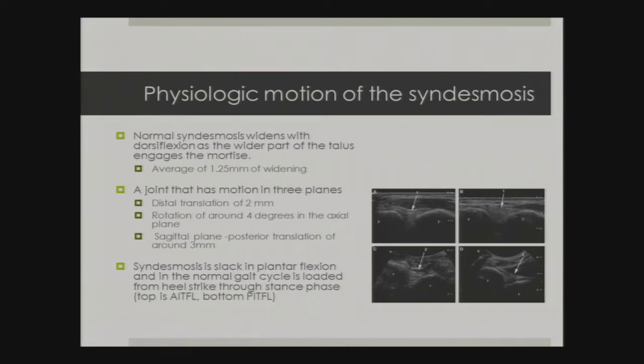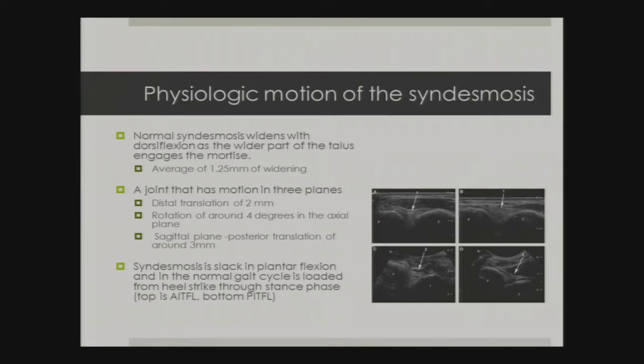So just a real quick comment on the physiologic motion of the syndesmosis. Like I said, this is a true joint that has motion in 3 degrees or 3 planes. The normal syndesmosis naturally widens with dorsiflexion as the wider part of the talus engages the mortise. Average widening is about 1.25 millimeters. And like I said, the 3 planes that it moves in are distally it can translate 2 millimeters. It rotates about 4 degrees.